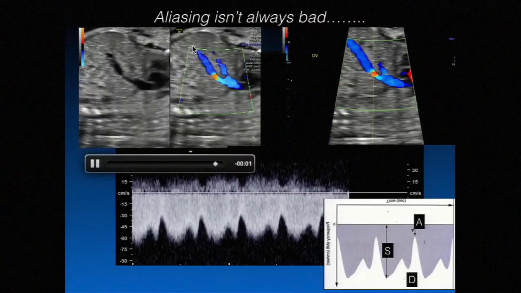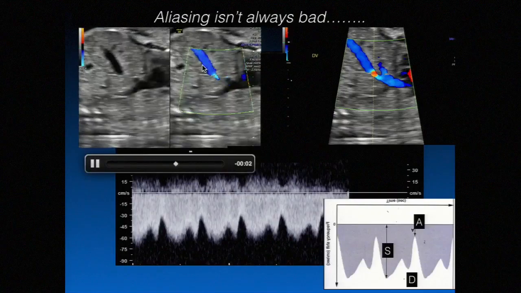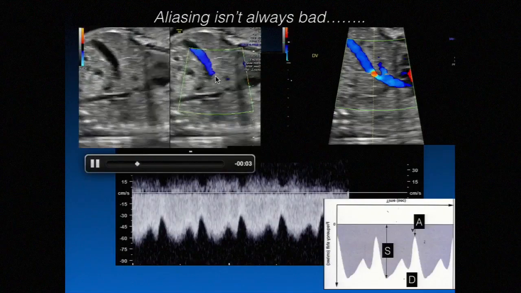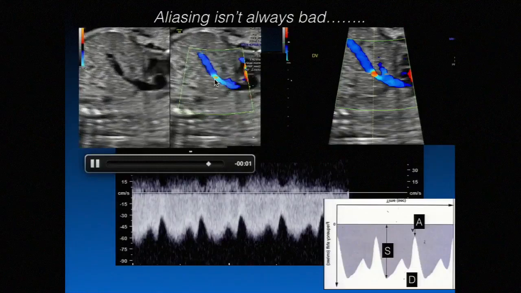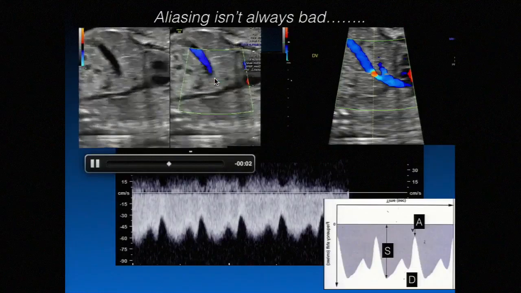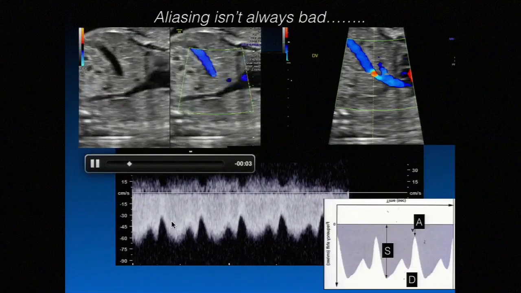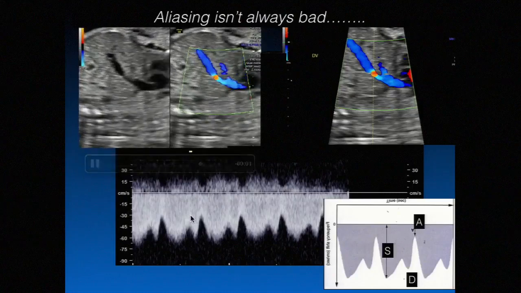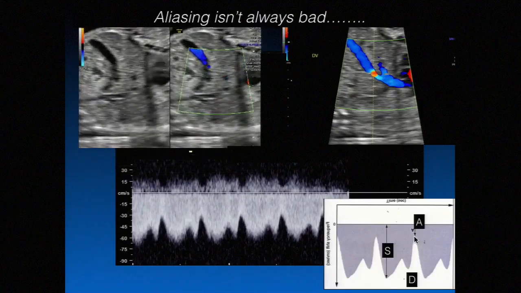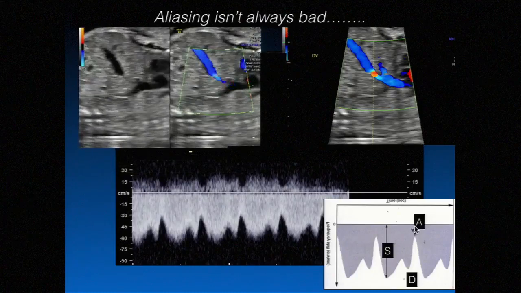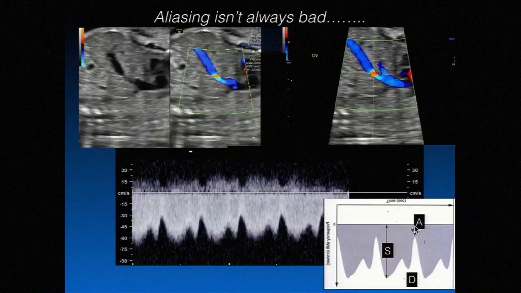So in sagittal, we can do the same thing. We're just following the umbilical vein to its termination point, and you can see this nice aliasing here to highlight where the ductus is. Dopplering, it should all be forward flow. We're looking for, when it's abnormal, reversal of flow in the A wave during the atrial contraction.